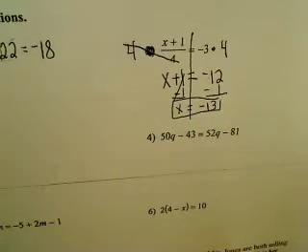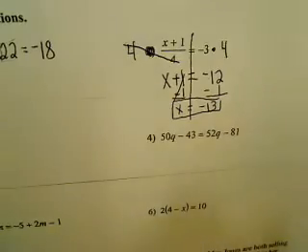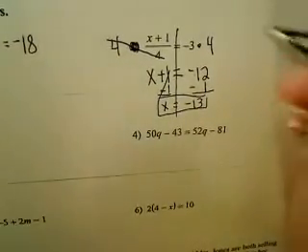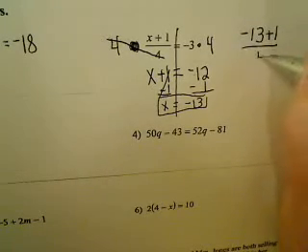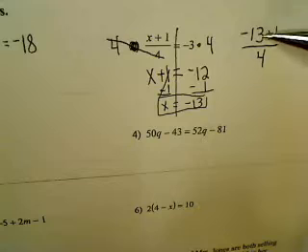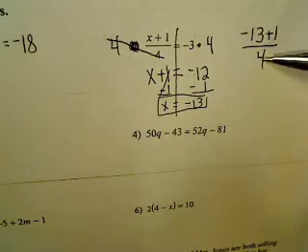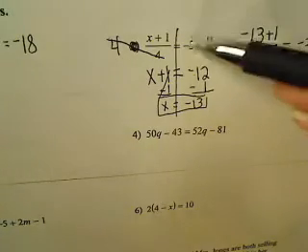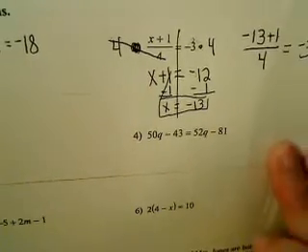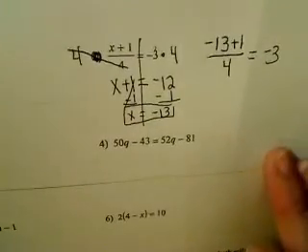Once again, you can check this answer. Go up to your original problem, and in place of X, plug in a negative 13. And when you solve this, you get a negative 12 plus 1. That divided by 4 does give you a negative 3, which is right here. So you can check your answers. Okay, let's go down to number 3.